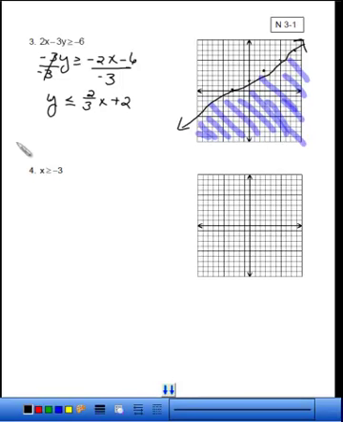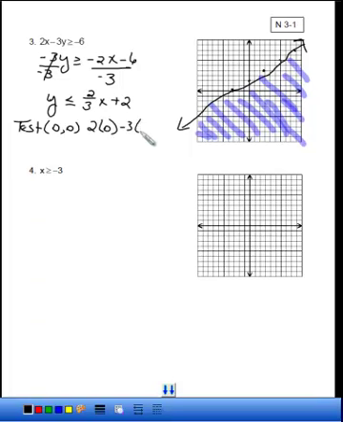You can use your test point. The origin is free. This time the origin is in the shaded area, so we should come out with a true statement. So we have 2 times 0 minus 3 times 0 is greater than or equal to negative 6, or 0 is greater than or equal to negative 6, and that is true, so that checks out because it should be on the shaded part. All the points in the shaded part, put in the inequality, will make it a true statement.